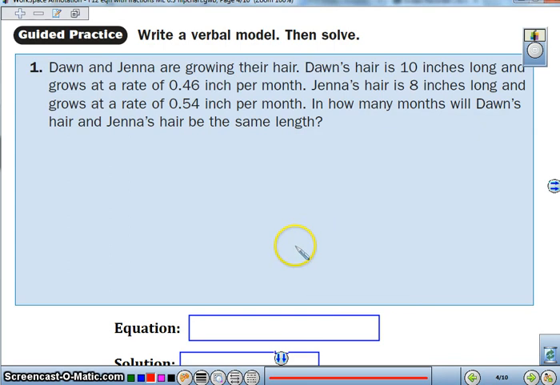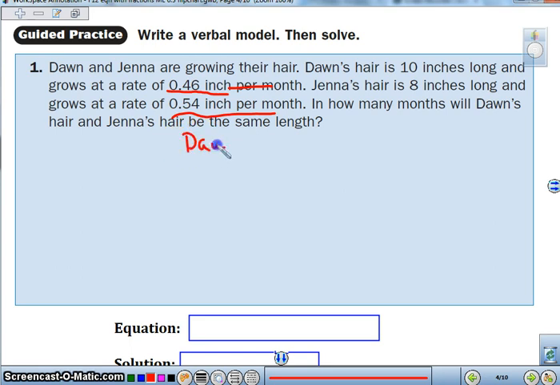Here's another one that we want to take a look at. In this one, we are going to do the multiplication just so you can see the difference in solving them. Dawn and Jenna are growing their hair. Dawn starts at 10 inches and grows at a rate, think about our slope, of 0.4 inches per month. Jenna starts at 8 inches and is growing at 0.54 inches per month. And the question is, when will their hair be the same length?